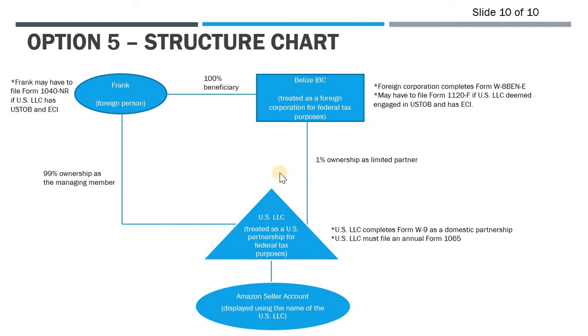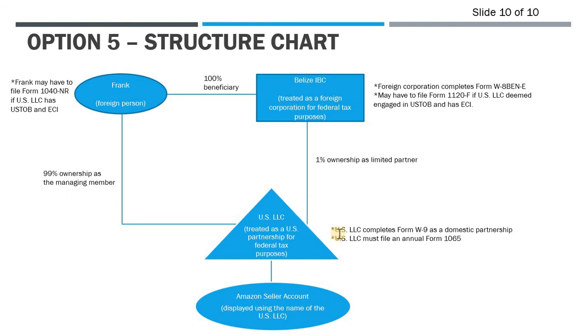Okay, so let's look at the option 5 structure chart. Again, very similar to what we've seen in the previous two options. We have the same Frank up here, the US LLC, and the seller account that we're opening. Frank is going to own 99% as the managing member. But in this case, instead of a U.S. corporation or a U.S. trust, we've got a foreign corporation, the Belize IBC. And again, it's got to be a foreign corporation for federal tax purposes. So it's a foreign corporate entity. Do not file an entity classification election to make it disregarded, because then again, it torpedoes the whole structure. Then Frank beneficially owns everything 100% without any regarded entities in the middle, which defeats the whole purpose. Then this entity cannot be a U.S. LLC. So this has to be treated as a foreign corporation for federal tax purposes.